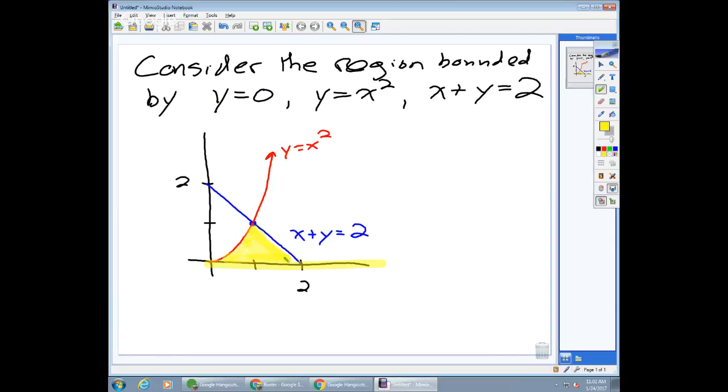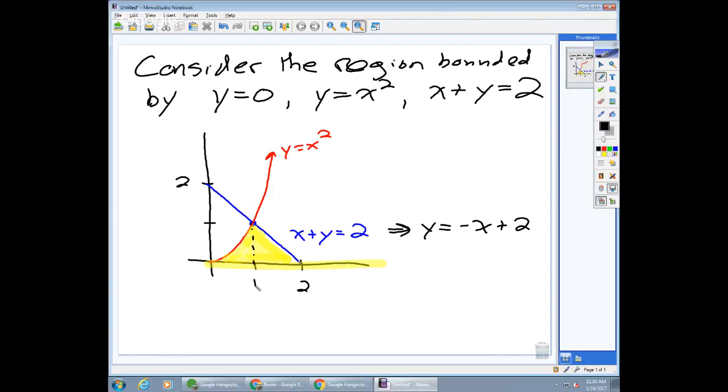And we could restate x plus y equals 2 as a function. If we solve for y, we get y equals negative x plus 2 in slope-intercept form. One way to think about this area is that y equals x squared is in control of the upper boundary up until we get to 1. After 1, the blue curve takes control of the heights.